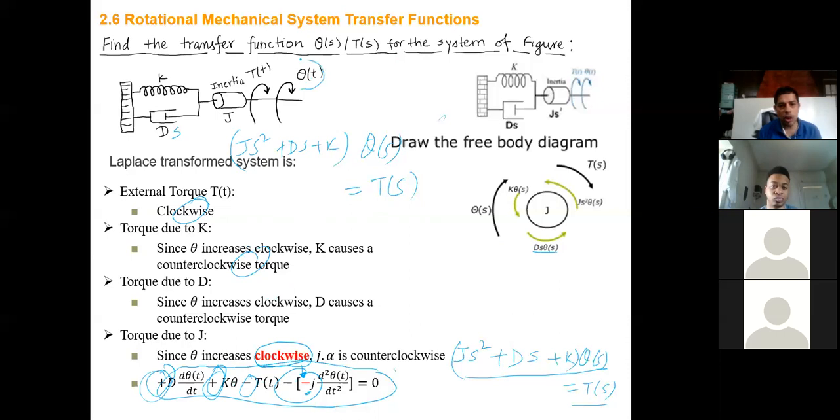Suppose you have only one theta, right? So what are the impedances related to this theta? You have K, you have Ds, you have Js squared. Add them all together without taking any sign into account. How cool is that? Then multiply that by theta, then equal to the external torque. We have only one external torque. If we had two, then we would add another one here. This always works.